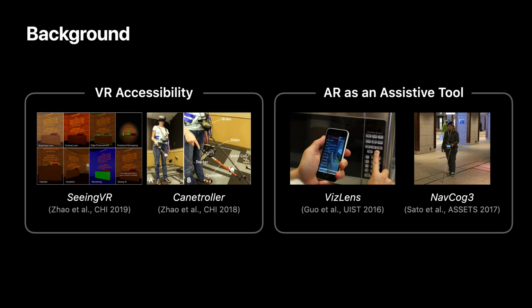Prior work has considered the similar topics of virtual reality accessibility and the potential to use AR technology as an assistive tool to make the world more accessible. Our work draws inspiration from both of these areas, but instead focuses on existing AR app accessibility. Our approach consists of three main parts.